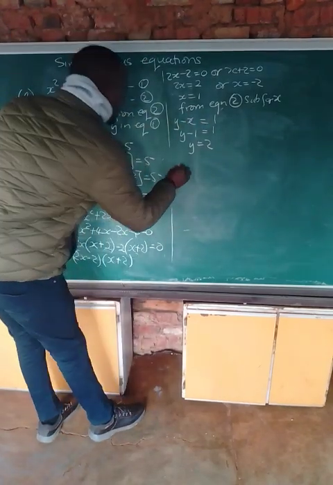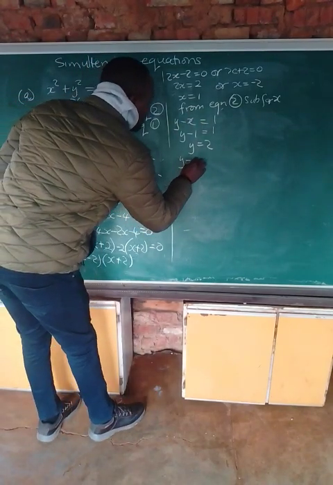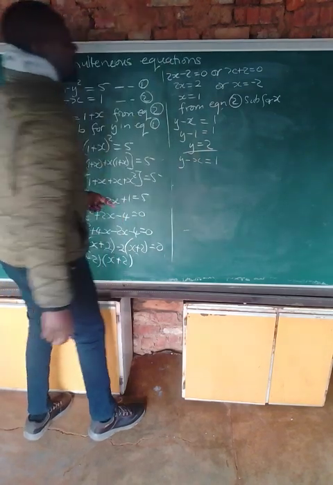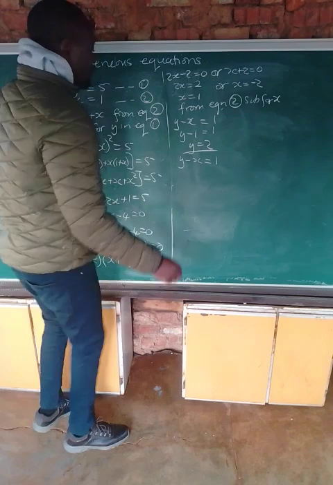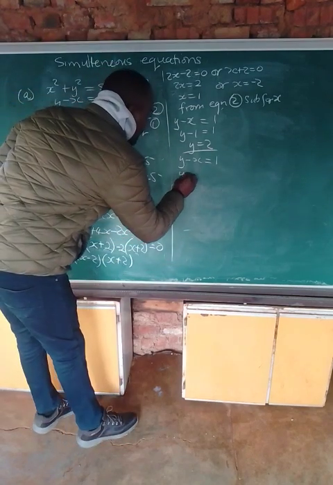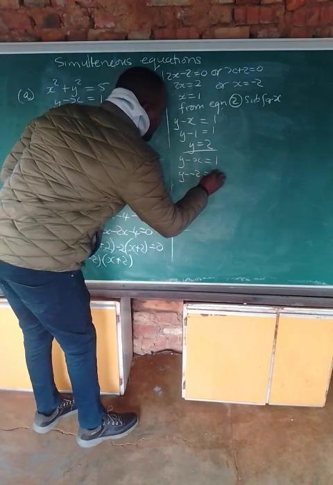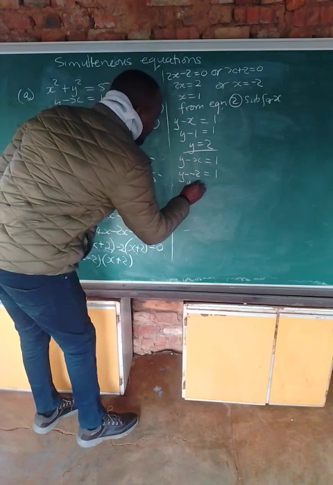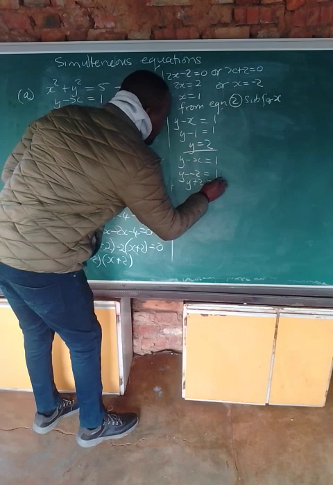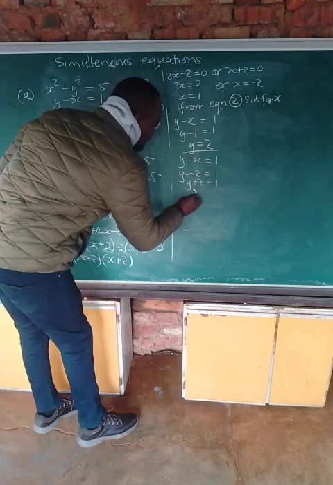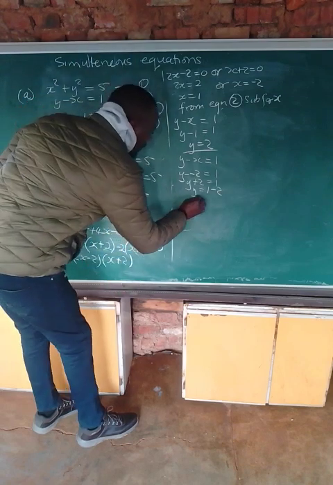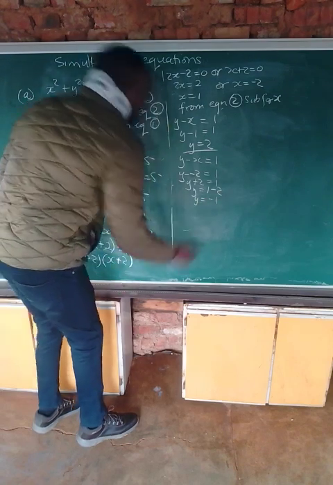Then another one, y minus x is equal to 1. We substitute again. x is equal to minus 2. So this is y minus minus 2 is equal to 1. It becomes positive here. So y plus 2 is equal to 1. We take 2 the other side. It's 1 minus 2. So now y is equal to minus 1.